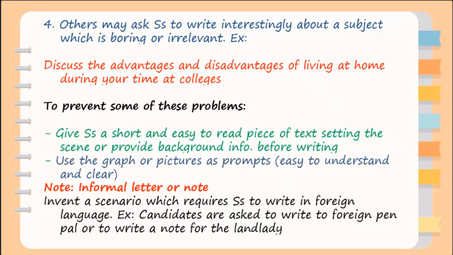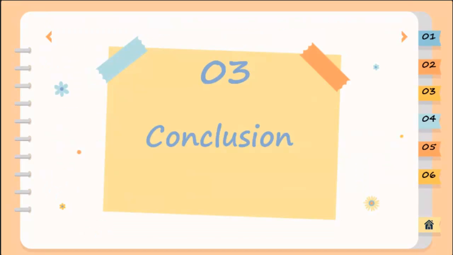And we have to write the prompt to invent a scenario, like you ask them to write a letter to their foreign pen pal, rather than asking them to write a letter to a Vietnamese friend, for example. So they have a reason. It should be appropriate and meaningful. Right. Okay. So for the conclusion, as we all know, right?